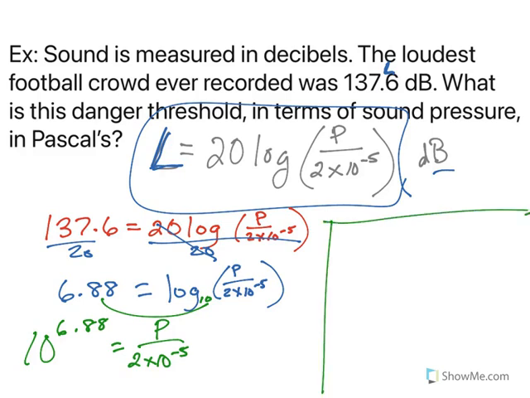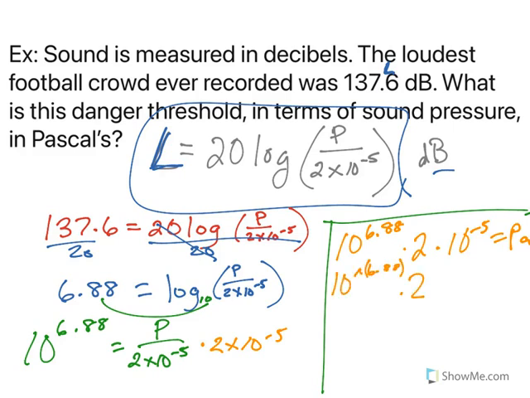If you want, you can take 10 to the 6.88 power, but our next step is to multiply both sides by 2 times 10 to the negative fifth. So I'm going to have 10 to the 6.88 times 2 times 10 to the negative fifth, and this is going to equal my pascals. You can just type that into your calculator. If you do, you have 10 raised to the 6.88 times 2, maybe put this in parentheses, times 10 raised to the negative fifth. And you're going to get your answer, which is, number of pascals is 151.7.